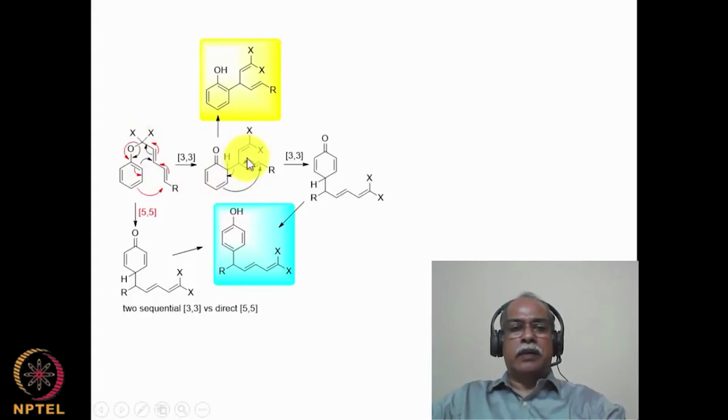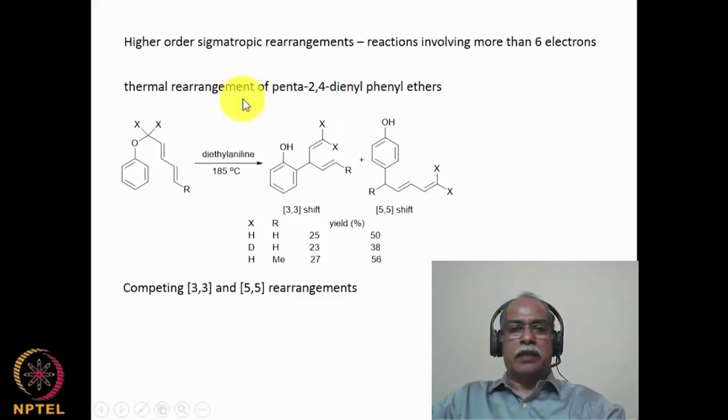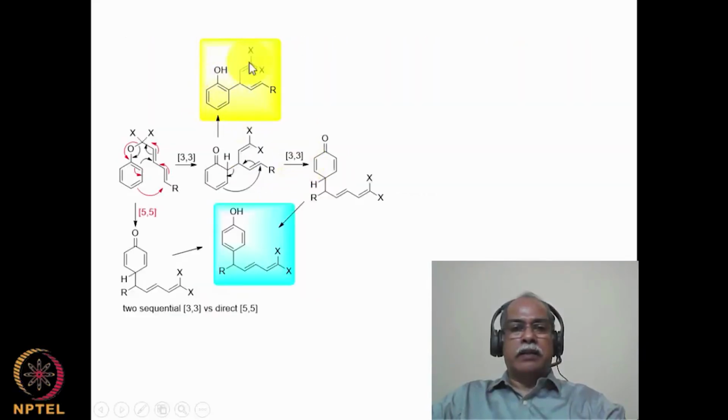This particular product can further undergo a 3,3 sigmatropic rearrangement to give this product, or it can undergo simply a keto-enol tautomerism to the observed product, which is the 3,3 product. This particular product is what is obtained here, and that is the same product that is mentioned here, arising out of a 3,3 sigmatropic rearrangement.